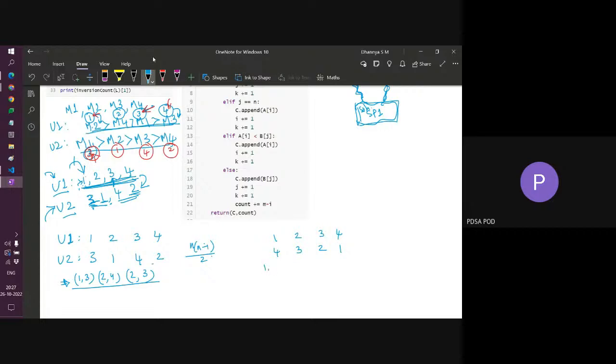Ma'am, it will be 1, 2; 1, 3; 1, 4; then 2, 3; 2, 4; then 3, 4. I think 6 has been completed. So as you can see, the number is n into n minus 1 by 2, which is O of n squared. Let us just put it in order, that's easier to understand. So this is clearly O of n squared.